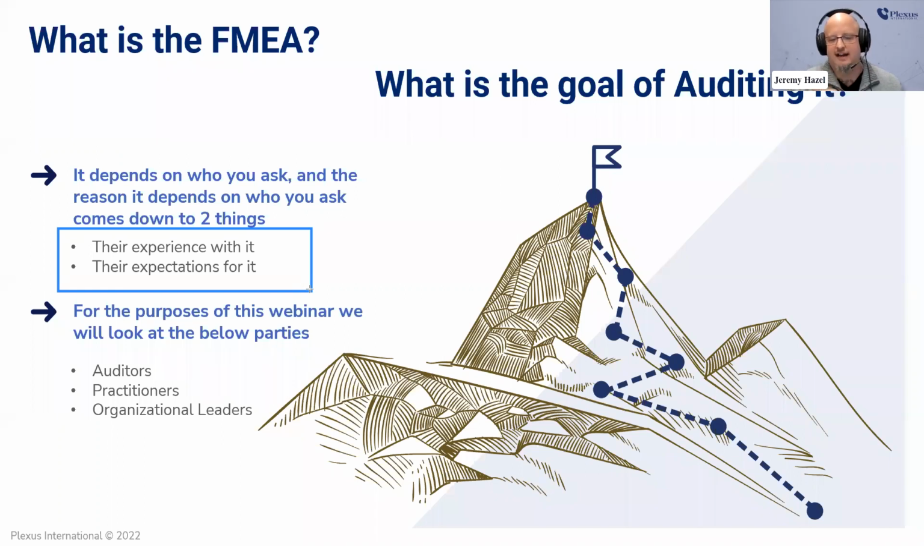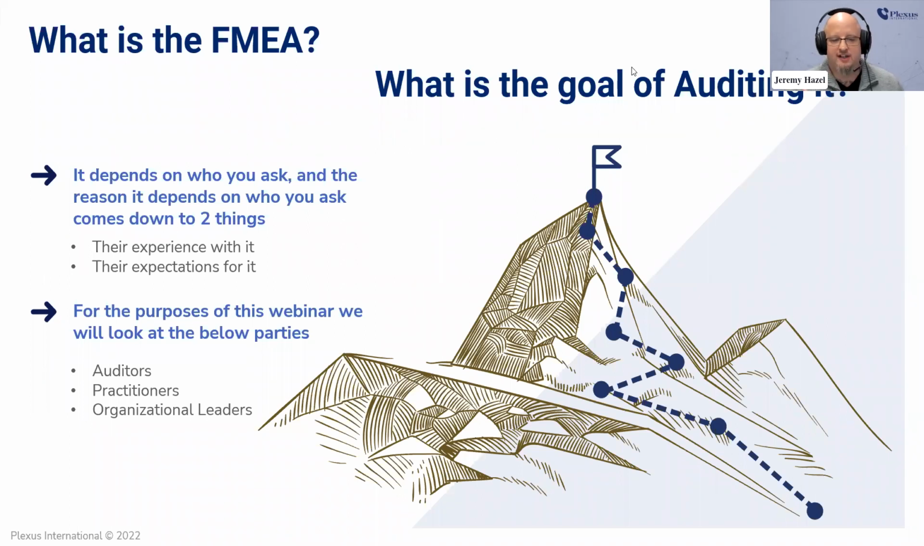So in order to understand how to properly audit it, you have to understand the experience level they're coming with, and you also have to understand the expectation based on that experience. Now, for those that are IATF speakers, this is very commonly thought of as interested parties. For the purpose of this seminar, we're going to look at 3 distinct interested parties, each with their own unique spin on what they expect out of the audit.